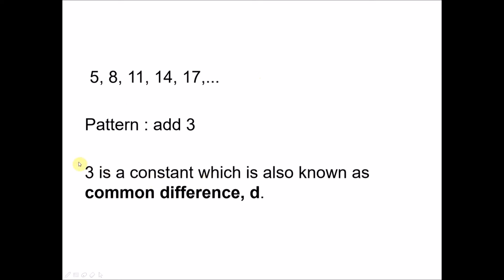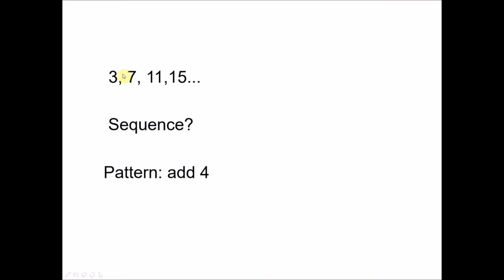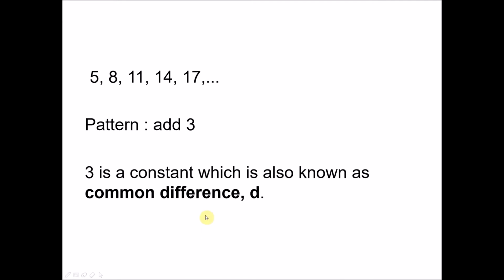This value here, 3, is a constant, which has a specific name we call the common difference, and it's denoted by the symbol D. If we look back at the previous example, the D for the first example will be the value 4. So the first thing we learn here is the meaning or the definition for common difference.